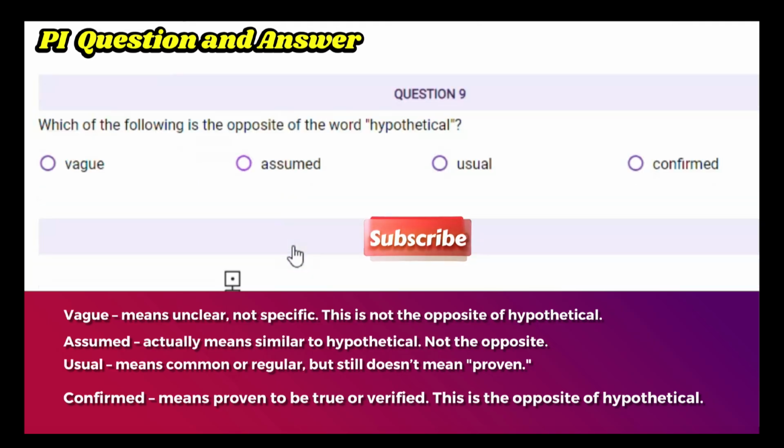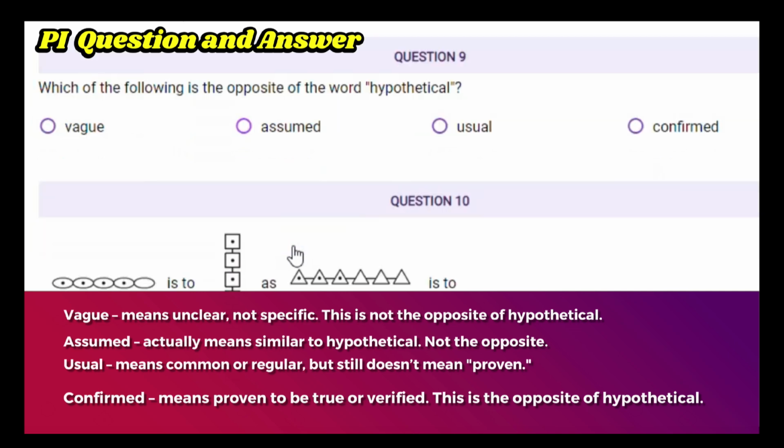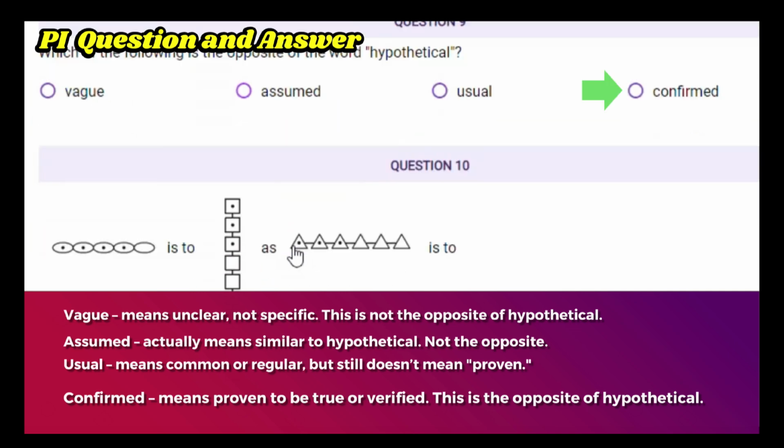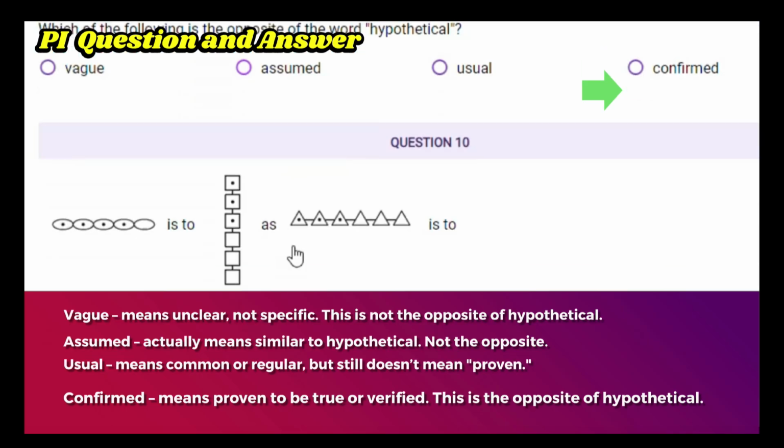Correct answer: confirmed. Final answer, confirmed. Because confirmed means proven or certain, while hypothetical means only imagined or assumed. They are opposites.